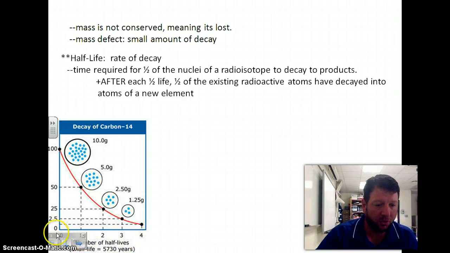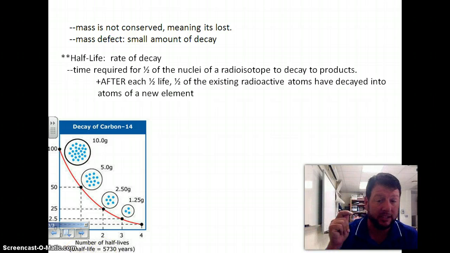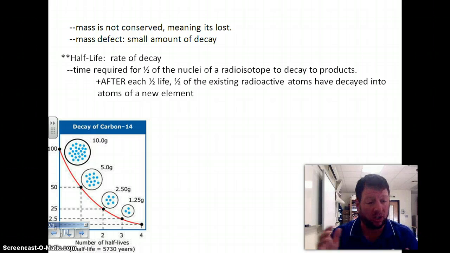Okay? So for carbon-14, each half-life takes 5,730 years. A half-life can be very quick, almost instantaneous, or like carbon, it can take a long time. Okay?